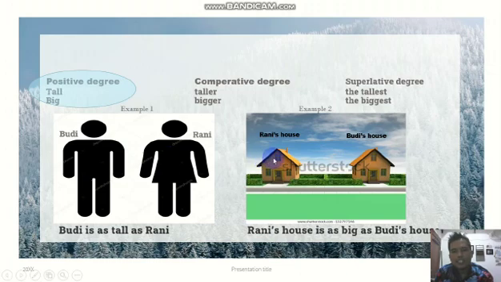Okay, let's look at the next picture between Rani's house and Budi's house. Rani's house is as big as Budi's house. So they are not different in size either. They have the same size. Okay, students, you got it? Next.